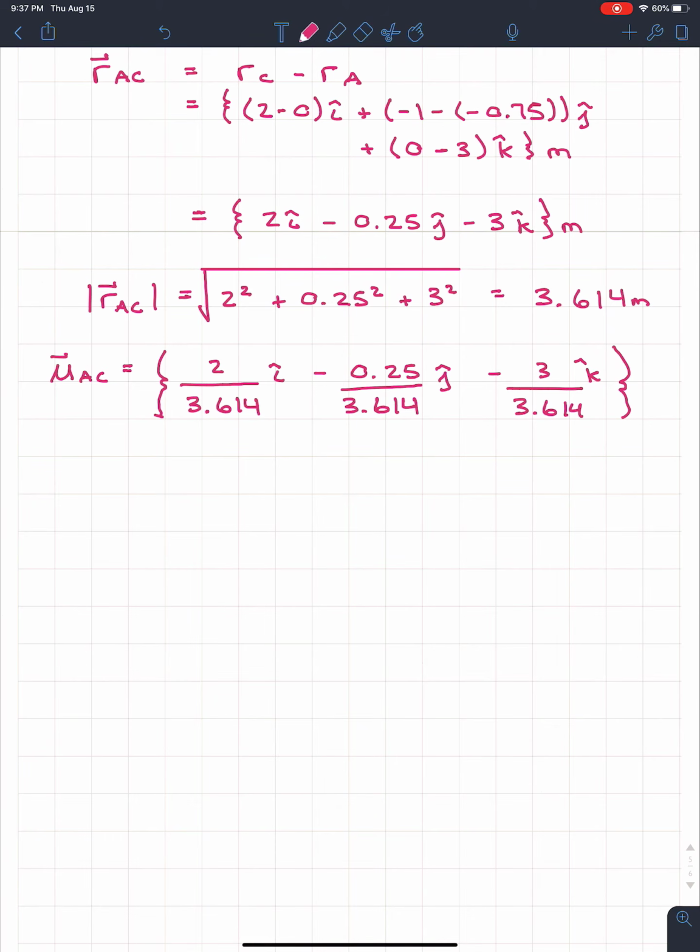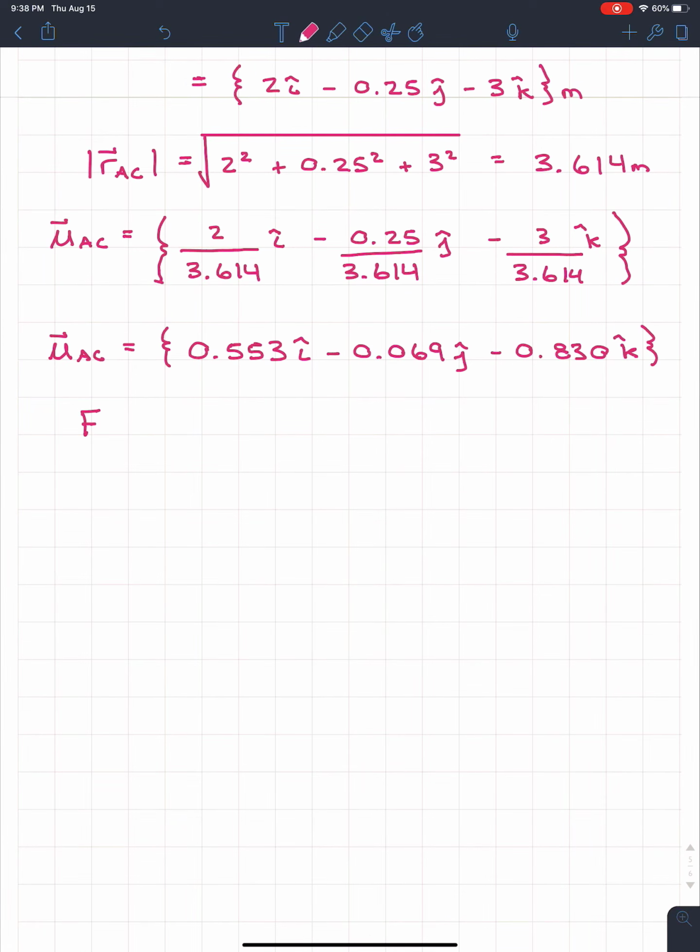Alrighty, so if we sub all these numbers in, why not? You guys probably want to know exactly what they are, for those of you who are hopefully following along at home or in the dorms at Lister. 0.553 i minus 0.069 j minus 0.830, and that's in the K. And again, no units.